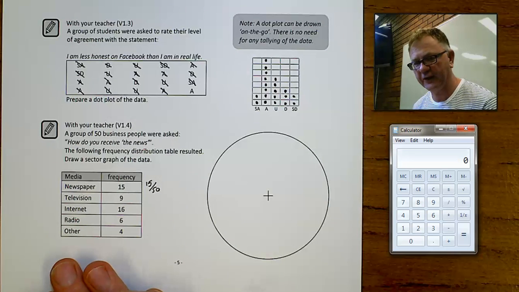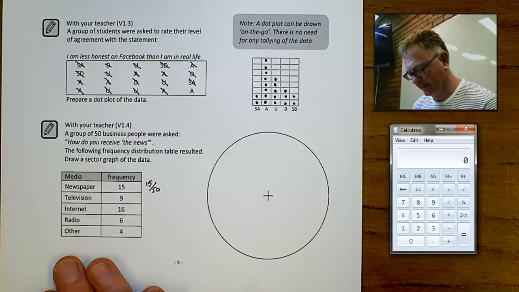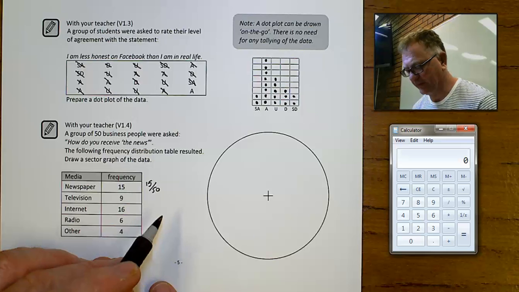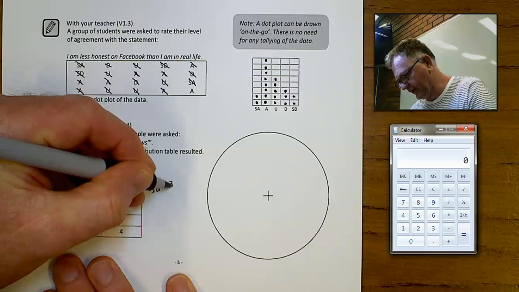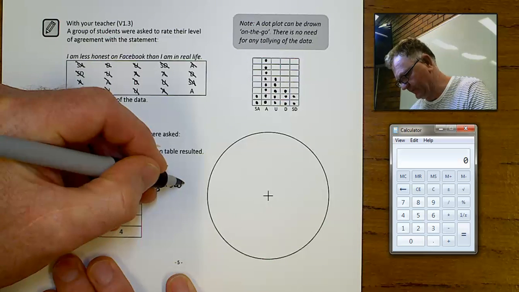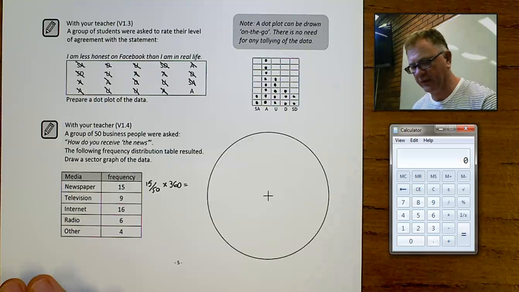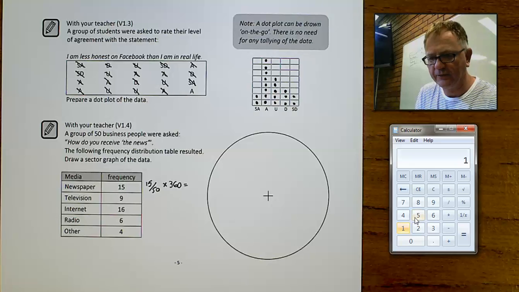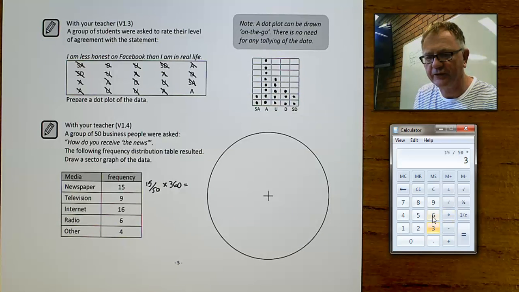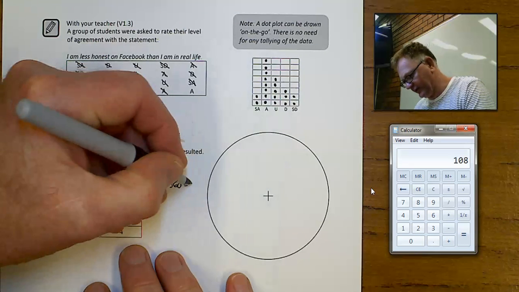Now you can change that into the number of degrees that you would use on a sector graph. That's 15 out of 50, or 15/50ths of the people. But what fraction of a circle is it? Times it by 360 degrees in a circle. 15/50ths of 360. You can do it on your calculator. So it's 15 divided by 50, and we'll times it by 360, and so that equals 108 degrees of our circle.